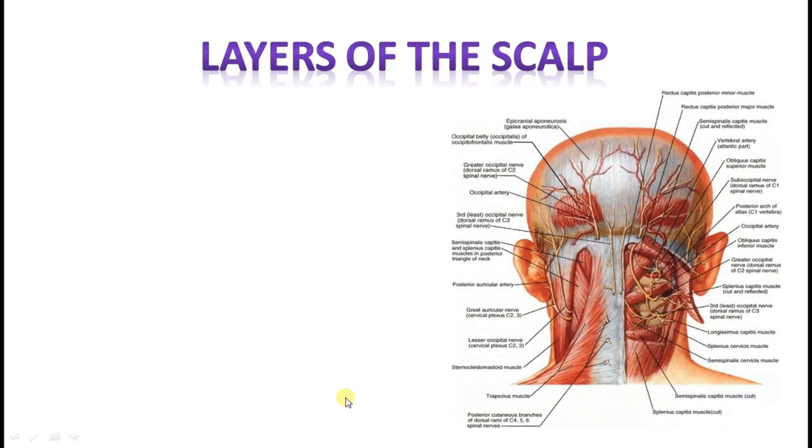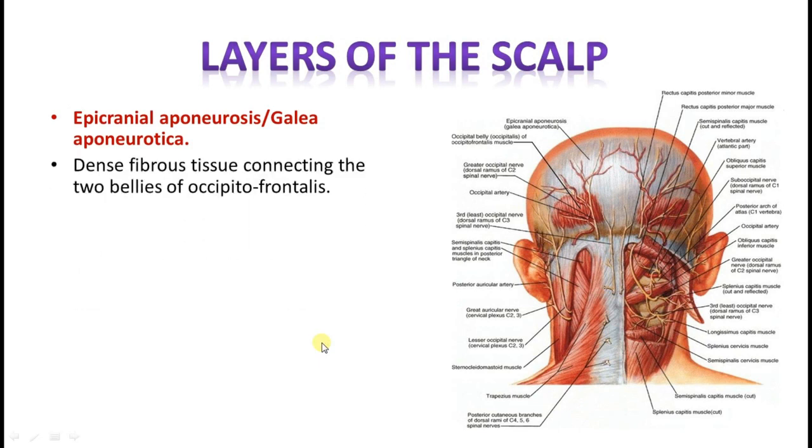The next layer of the scalp, deep to the connective tissue layer, is the aponeurosis, which we call the epicranial aponeurosis or the galea aponeurotica. Any aponeurosis consists of dense collagen fibers. Posteriorly, if you look, the aponeurosis is very broad and it is attached mainly to the highest nuchal line and extends even to the external occipital protuberance.